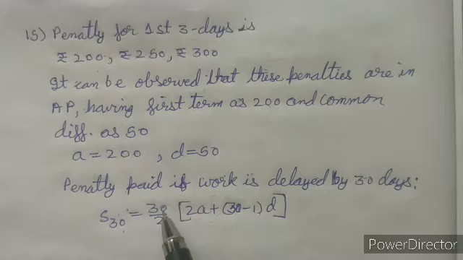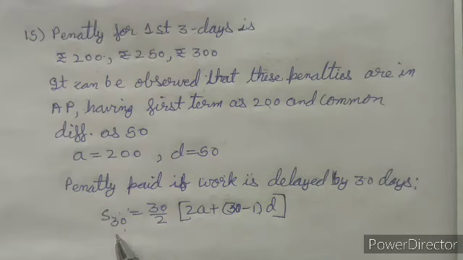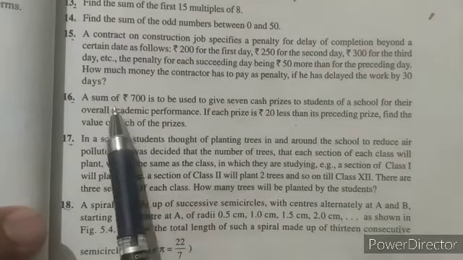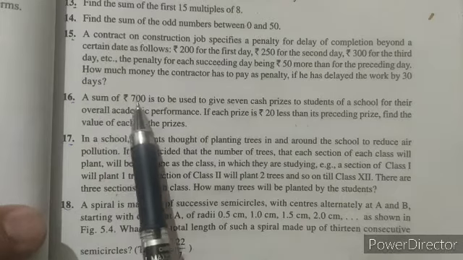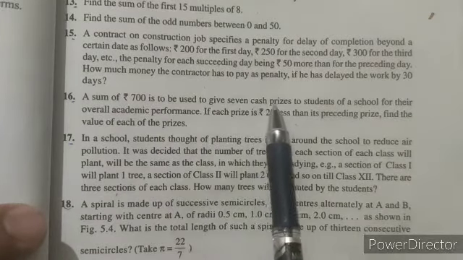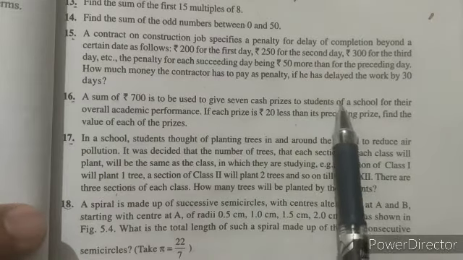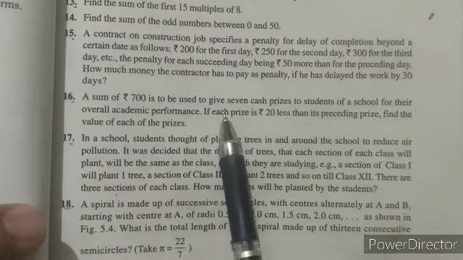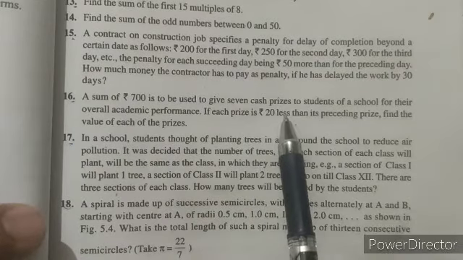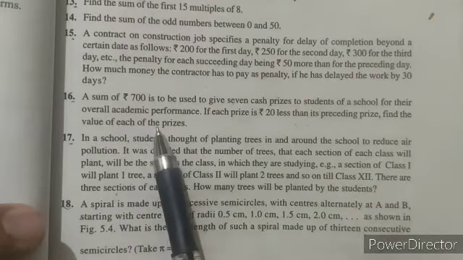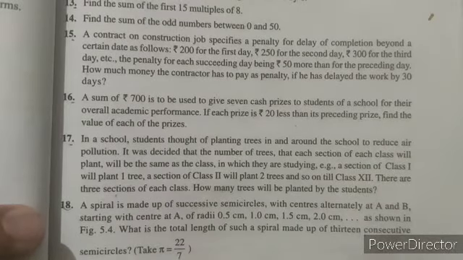Now here we will put the values of A and D to get the total penalty paid. Now in question number 16, a sum of rupees 700 is to be used to give 7 cash prizes to students of the school for their overall academic performance. If each prize is rupees 20 less than the preceding prize, find the value of each of the prizes.